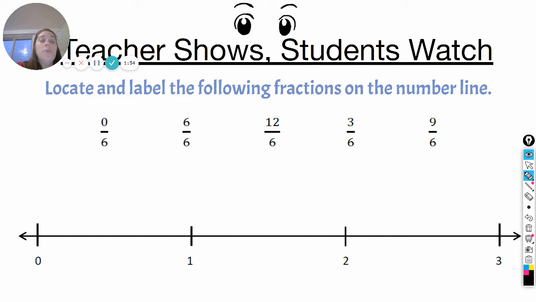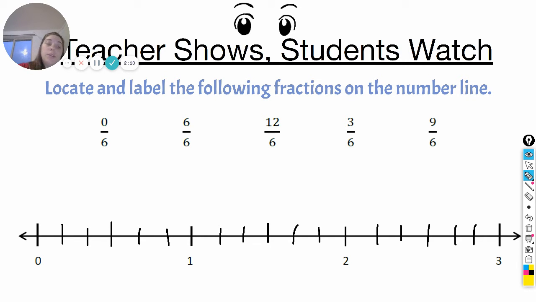Between 0 and 1, I need 6 pieces. The easiest way to make 6 pieces is to break it in half and then break it into thirds. Then I'm going to do the same thing between 1 and 2, break it in half and then break it into thirds. And between 2 and 3, break it in half and then break it into thirds. It's okay if it's not completely perfect, as long as you make sure you have 6 pieces.